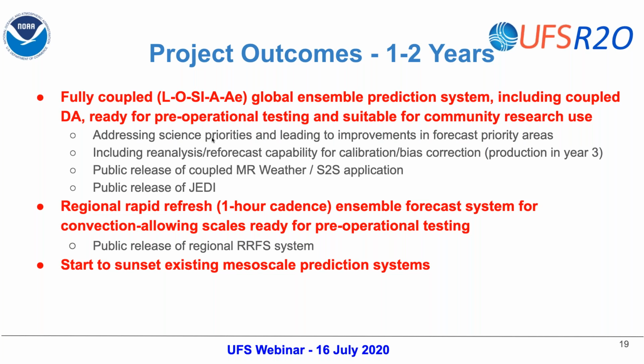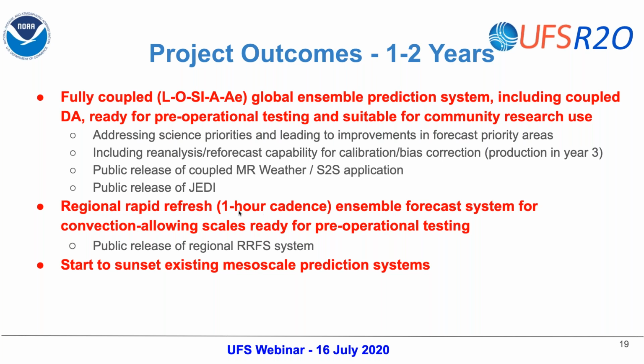So the development that's going to go into getting us to this stage is addressing all of the science priorities I mentioned earlier, and we hope leading to improvements in the forecast priority areas that the forecasters have identified. It includes a reanalysis and reforecast capability in order to calibrate and reduce and correct biases that we find, and that should be in production by the 3rd year. We anticipate public releases of a coupled medium range weather application, a coupled subseasonal to seasonal application, and the public release of JEDI, all within the next 2 years.